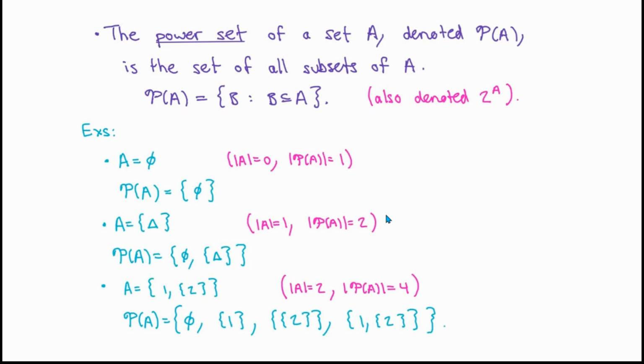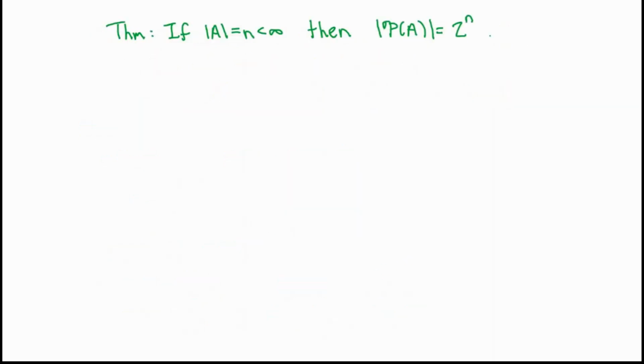If this is not enough data points to be able to understand the pattern, then you can work out for yourself that the cardinality of the power set of a set with 3 elements turns out to be 8. After you've done enough examples, you will probably convince yourself that if the cardinality of A is n, then the cardinality of the power set of A is 2 to the n. This is also the reason why some people use the notation 2 to the A to denote the power set of A. Now, I want to conclude by explaining in 2 sentences why this is true.